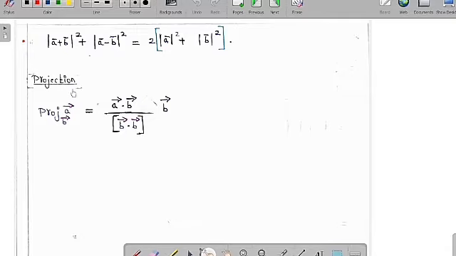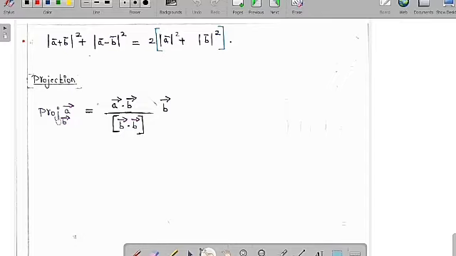Then the projection: if you want to figure out the projection of vector a bar on b bar, it is a bar dot b bar by b bar dot b bar, into b bar. See, a bar dot b bar is a scalar quantity, and similarly b bar dot b bar is again a scalar quantity. So finally we get a scalar value. Scalar into vector is again a vector. So therefore we get a vector.